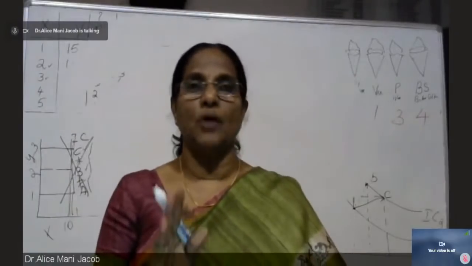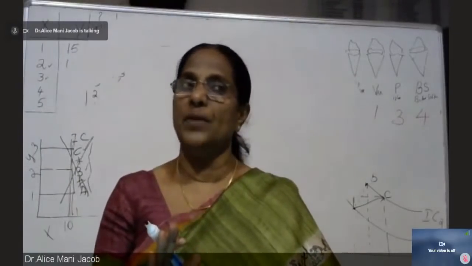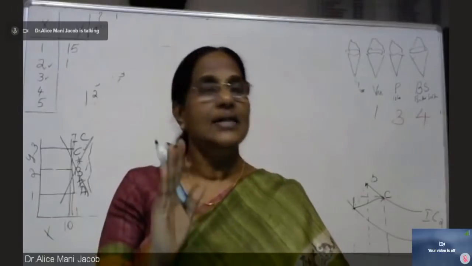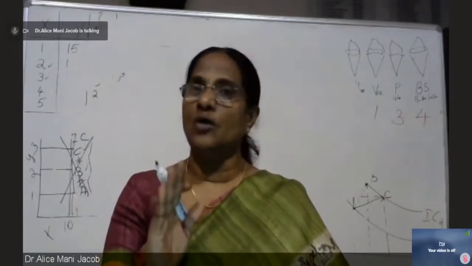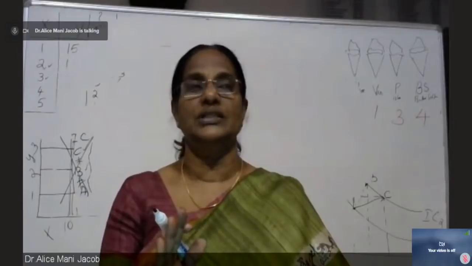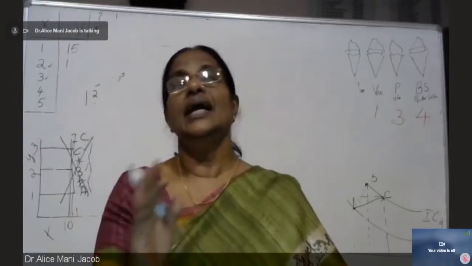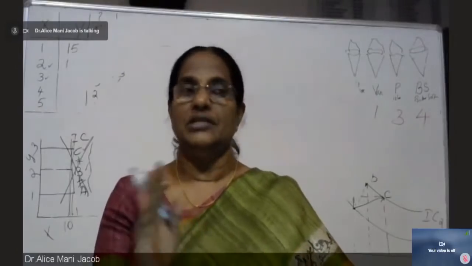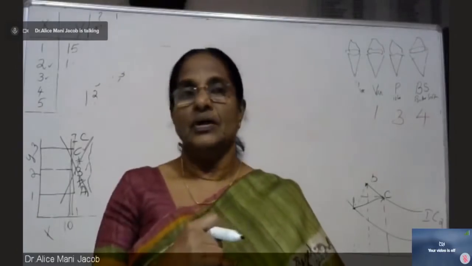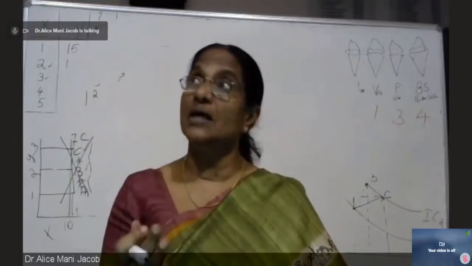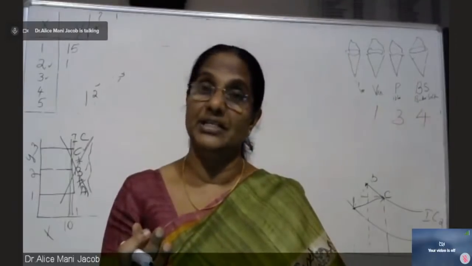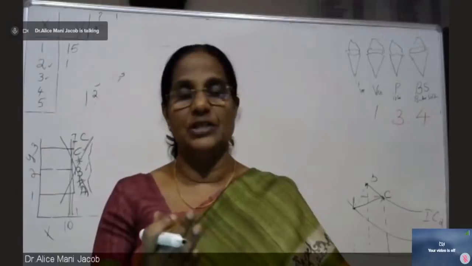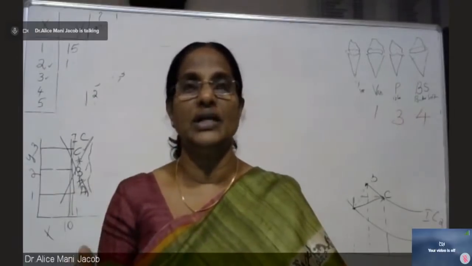The first property is downward sloping. We have already explained it. The second property is convex to the origin. That also we have explained. It is because of the marginal rate of substitution, which is diminishing. Now you will ask me, why is the marginal rate of substitution diminishing? Because of the operation of the law of diminishing marginal utility.